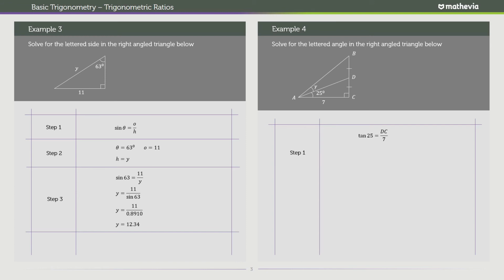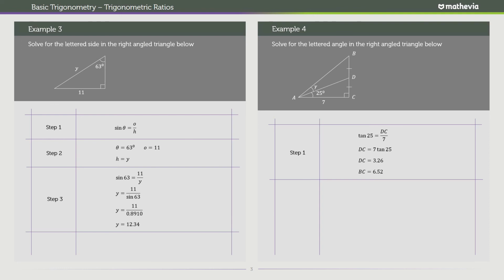To find DC, we have that tan of 25 equals DC, the opposite of that triangle, divided by the adjacent 7. So DC equals 7 times tan 25, and you have that DC equals 3.26. Now, since DC and BD are equal, you can tell that BC would be 2 times DC. So the length of the full side there would be 2 times the length of DC, and we have that BC is 6.52.